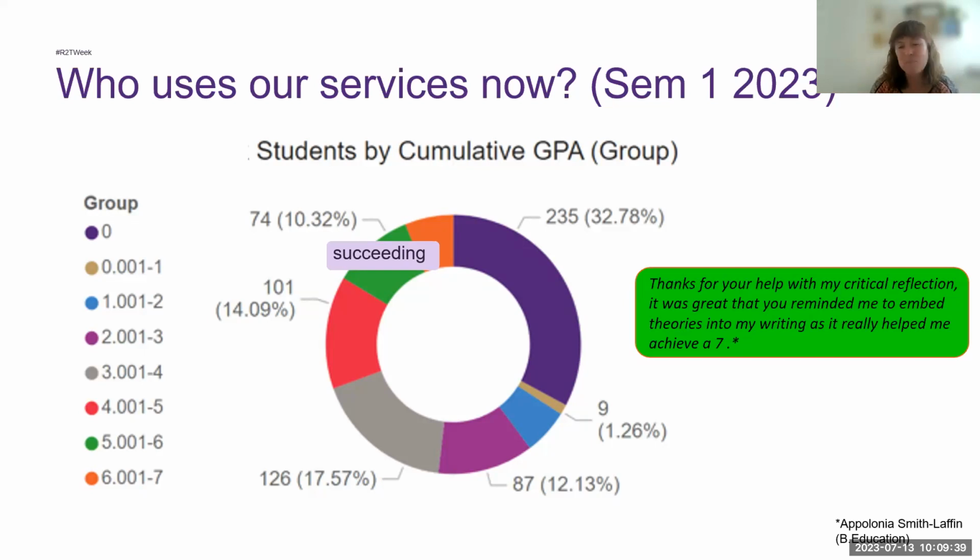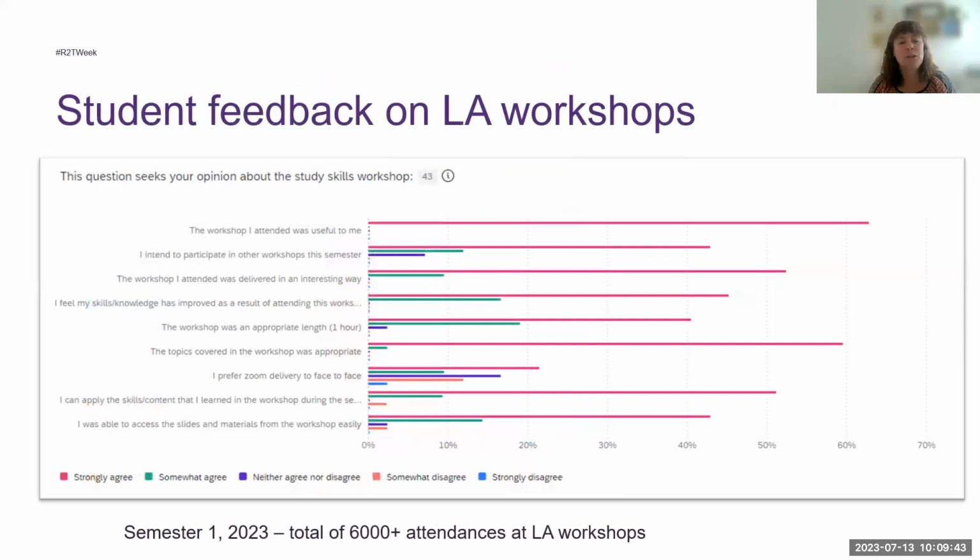Very, very simple, but very effective. And the other thing that we do is workshops. You might be familiar with those. You can see at the bottom the semester one statistics that we've done. We've delivered to a total of over 6,000 attendees at workshops last semester. So that's a huge number of people attending.